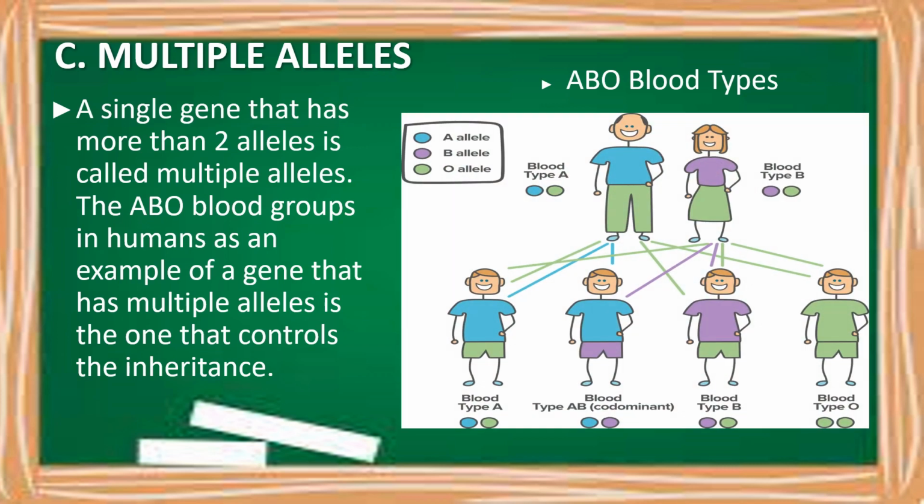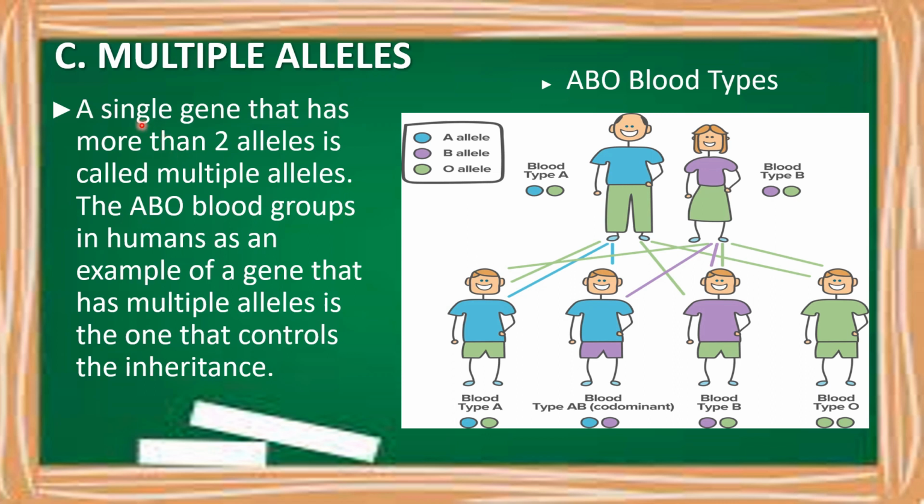Next, letter C is the multiple alleles. It is a single gene that has more than 2 alleles, so it is called multiple alleles. The ABO blood groups in humans are an example of a gene that has multiple alleles. It is one that controls the inheritance.